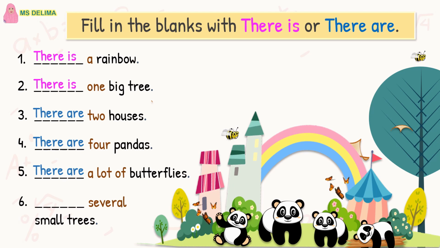The last question, several small trees. Several means there is more than one. So the answer should be there are. The answer is there are several small trees.